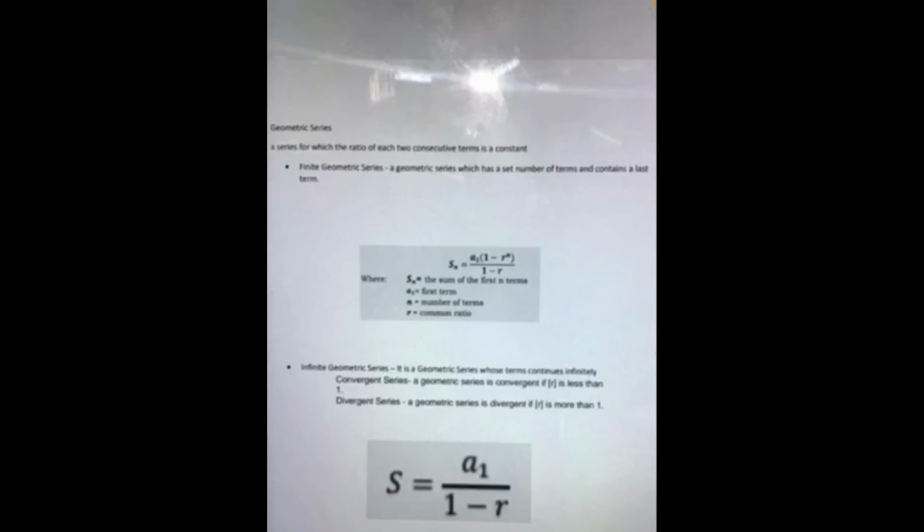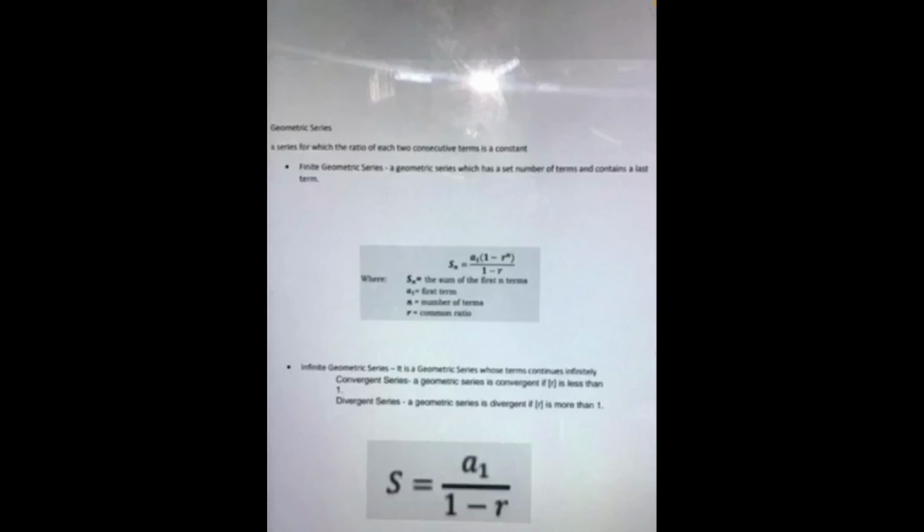The formula for getting the finite geometric series is S sub n equals a sub 1 open parenthesis 1 minus r to the power of n close parenthesis over 1 minus r. The next type of geometric series is the infinite geometric series, whose terms continue infinitely.